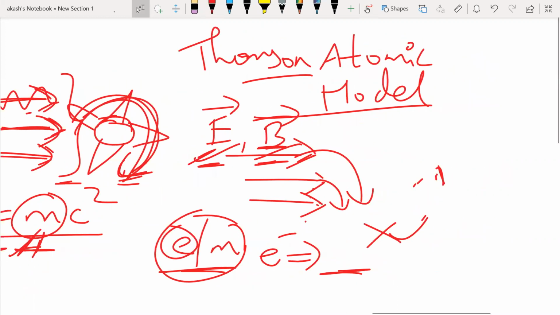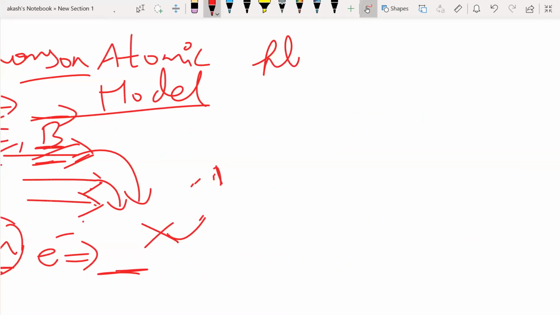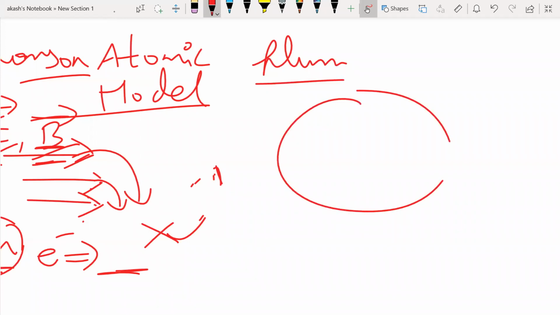Anyways, now we'll go to Thomson's atomic model. How he did it, I think you all know. It's called the plum pudding model or watermelon model, right? All these things. So he said that the atom is a sphere, right?